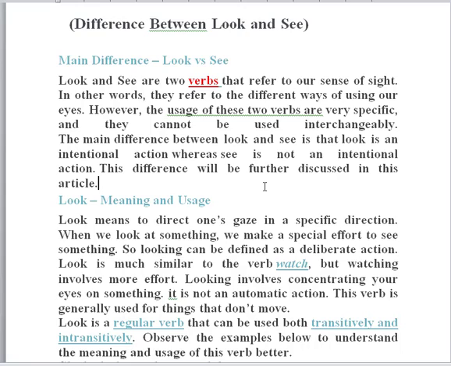The main difference between look and see is that look is an intentional action, whereas see is not an intentional action. This difference will be further discussed in this article.